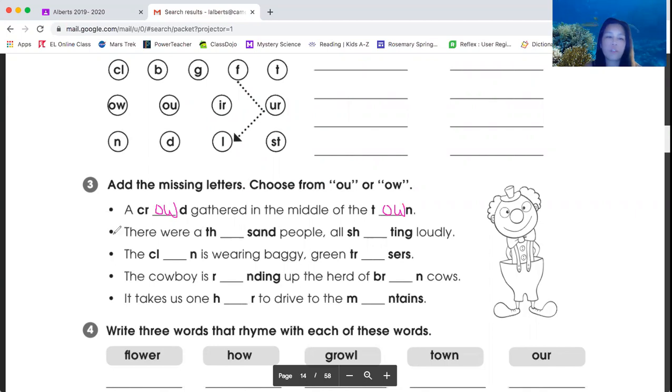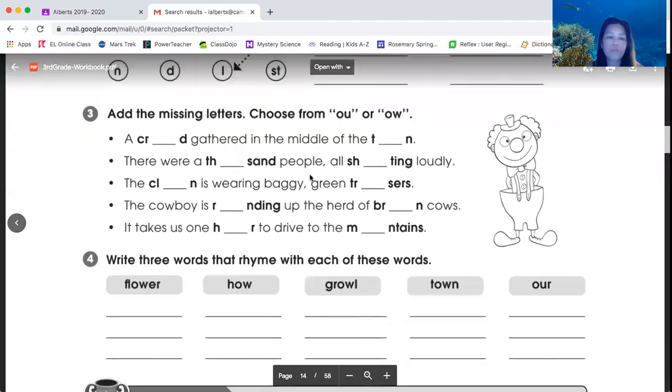Okay. The second bullet point says, there were a blank people all blank loudly. The third one, the blank is wearing baggy green blank, and this one's referring to the picture that you see here. The fourth one, the cowboy is blank up the herd of blank cows. And the last one says, it takes one blank to drive to the blank. Okay, let's go down to question number 4.